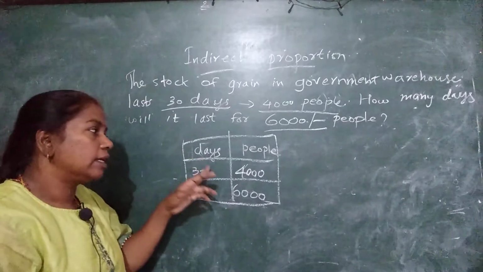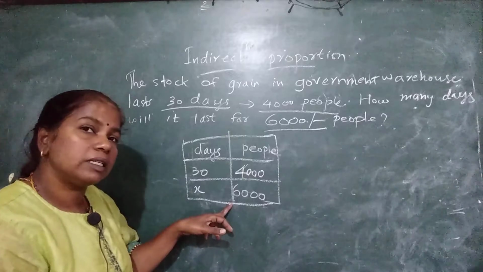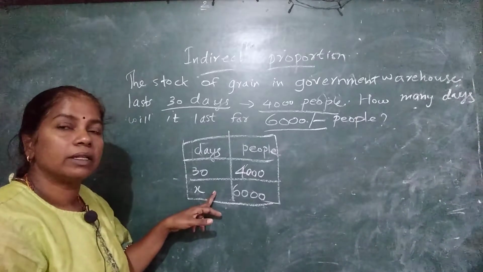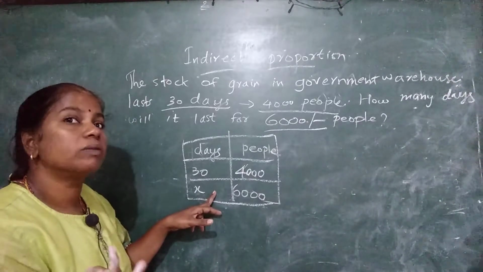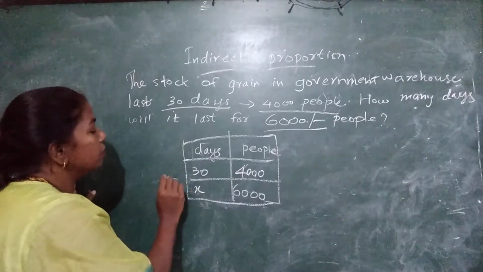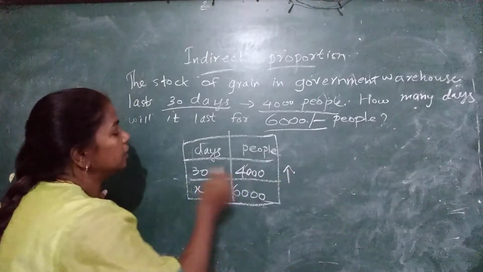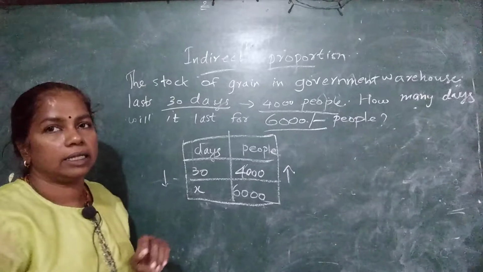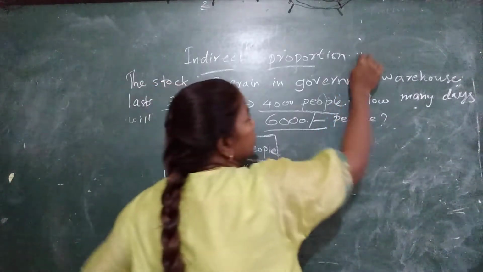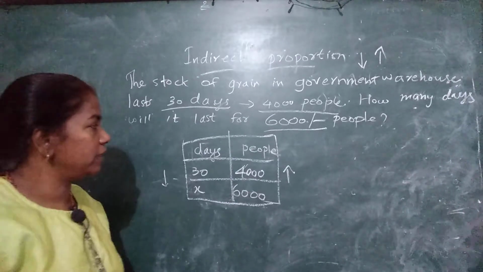Now 30 days, if it was for 4,000 people, now when the number of people is increased, what will happen? Will the days increase or decrease? The days will decrease, isn't it? When people are increasing, the days will decrease. That is indirect proportion. It will go in the opposite manner.